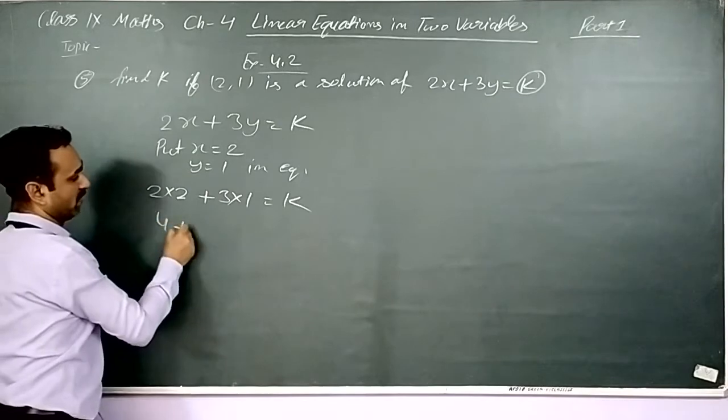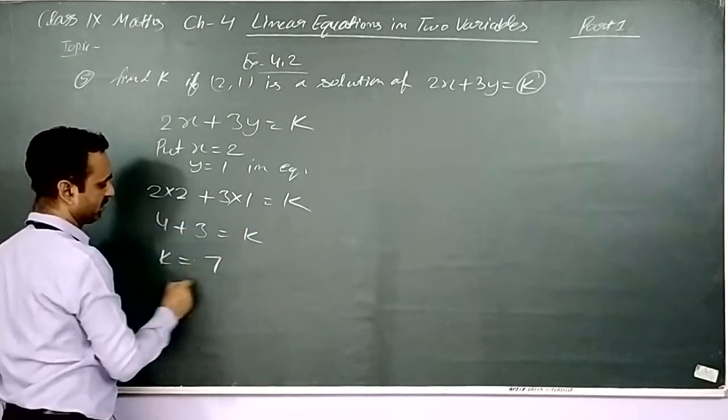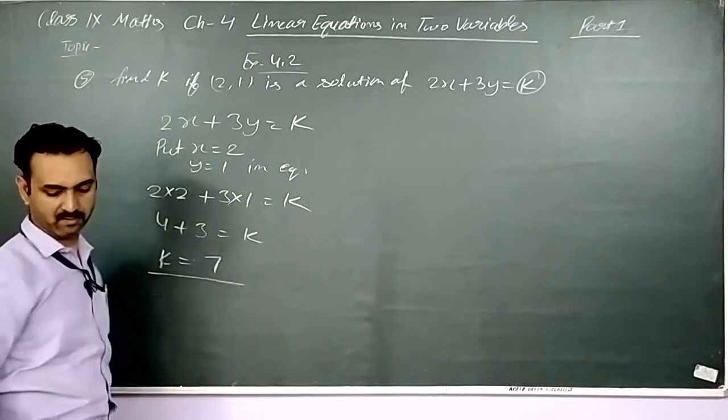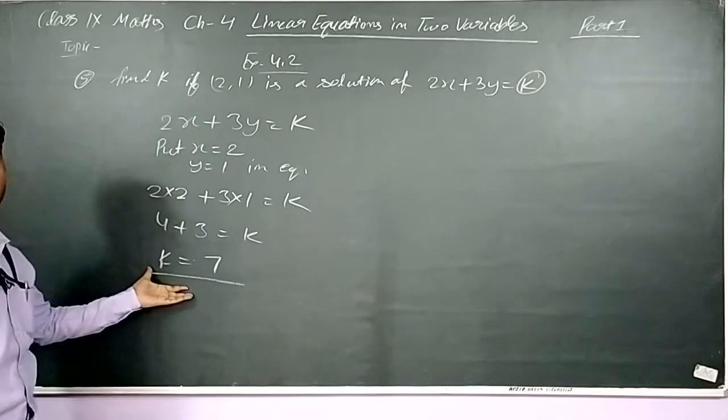So 2 twos are 4 plus 3 is equals to k. So k is equals to 4 plus 3, 7. So in this way we can find the value of constant k.